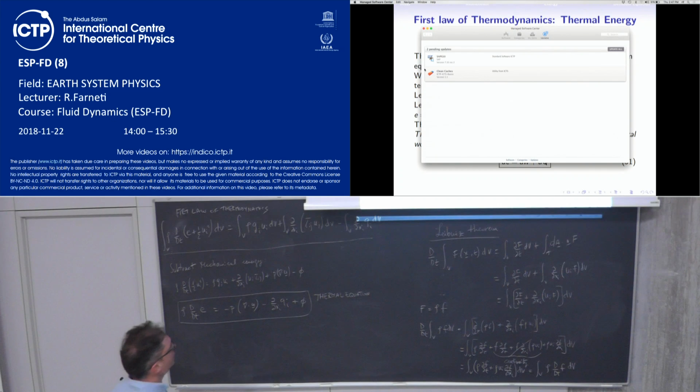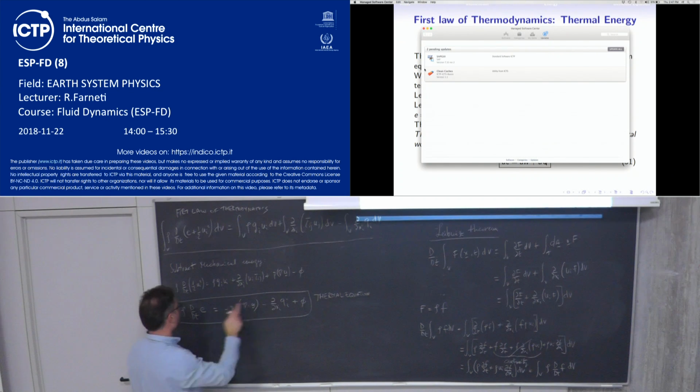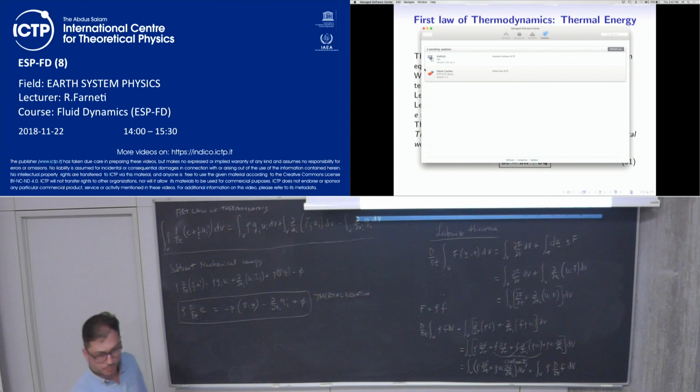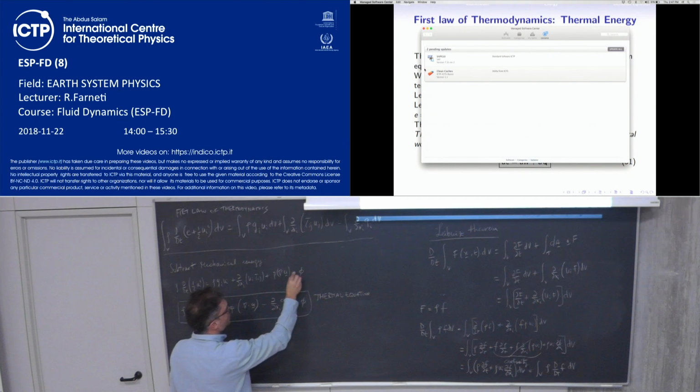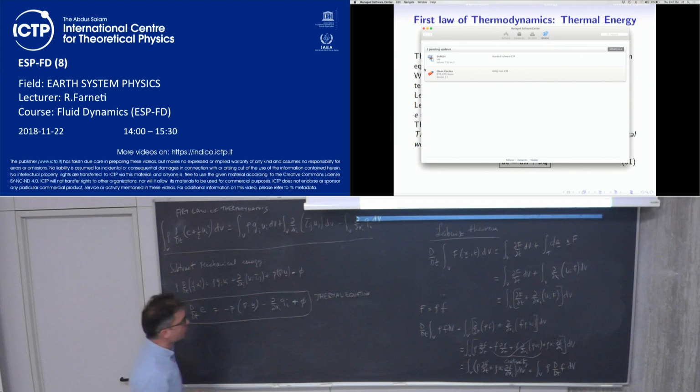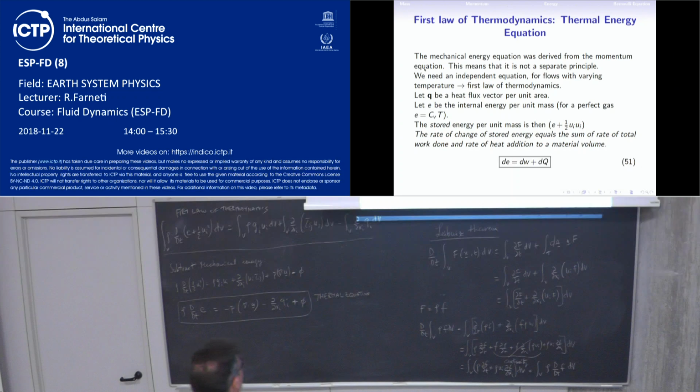So remember that this was a minus for the mechanical energy equation. So viscous dissipation removes energy from kinetic energy and adds energy to the internal energy, okay? Which is the heat equation. So basically, through viscous dissipation, you reduce kinetic energy and you put that energy into heat. And that's from this side. So viscous dissipation removes energy from kinetic and transforms it into heat.